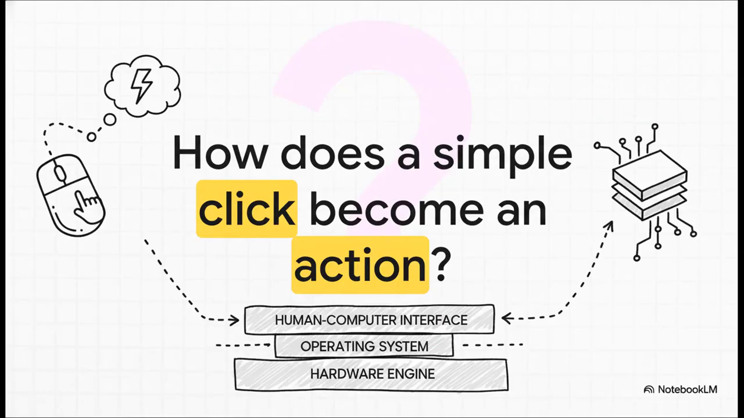Think about it for a second. You move your mouse, you see the little pointer, you click an icon, and poof, a program opens. It feels instantaneous, totally seamless, like magic, right? But that one simple click kicks off this incredible, lightning-fast journey through layers and layers of hardware and software. So the big question is, how does it do that? How does that click travel from your finger, deep into the machine's core, and back to your screen in the blink of an eye? Let's follow the path.